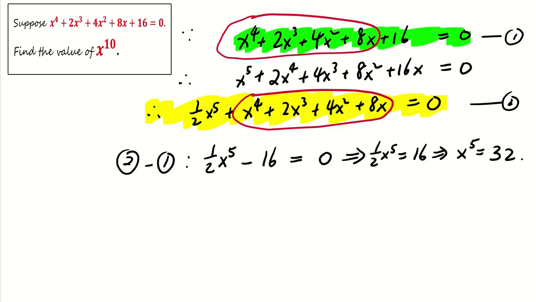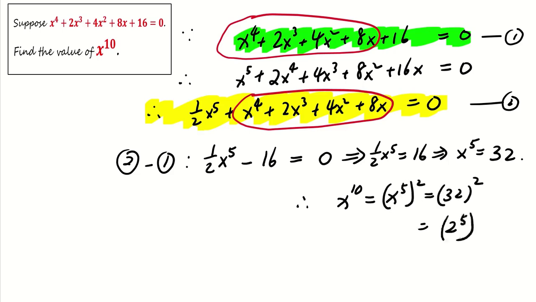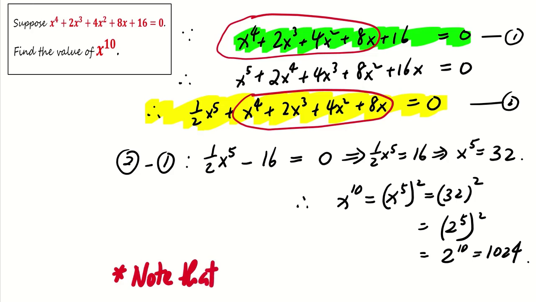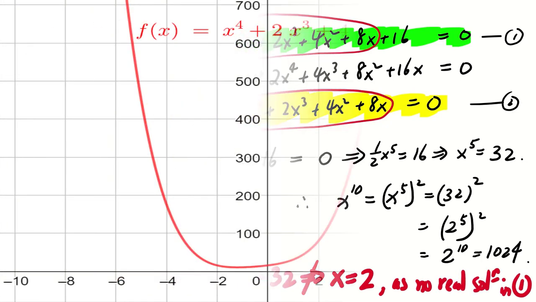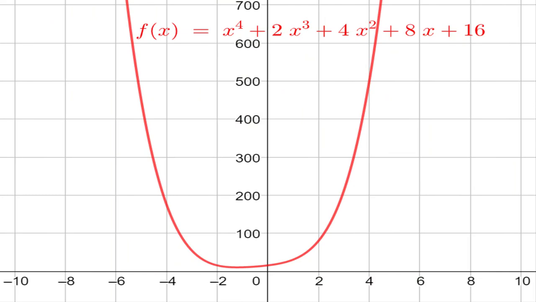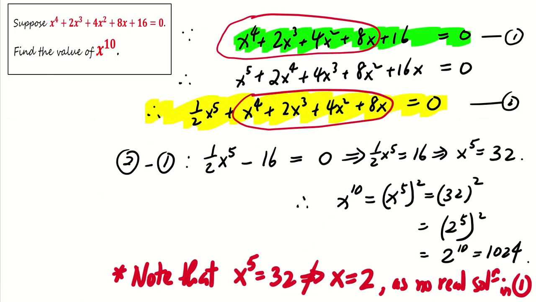To find x to the power 10, we simply square both sides, leading to x to the power 10 equals 32 squared, which equals 1024. Note that some might argue that x to the power 5 equals 32 implies x equals 2. However, this is incorrect as the original equation has no real solution, as observed from its graph. So the answer for this question is 1024.